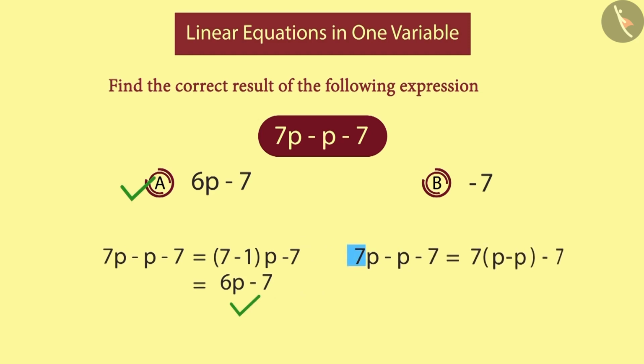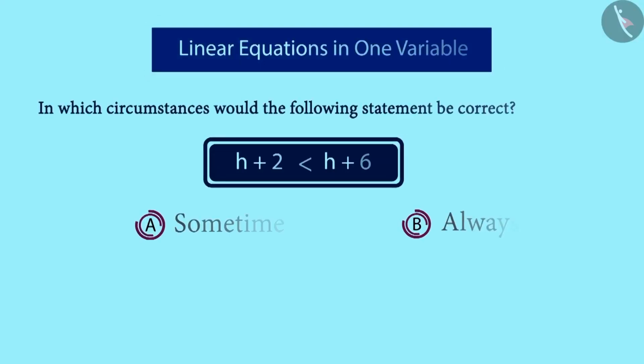At times, 7 is considered to be common, resulting in subtracting p from p, which leads us to option B. But that is the wrong option. Let's look at another question. When do you think this statement will be correct?